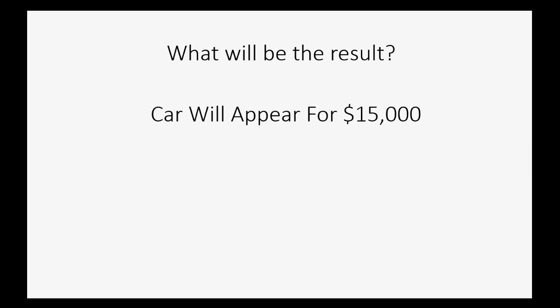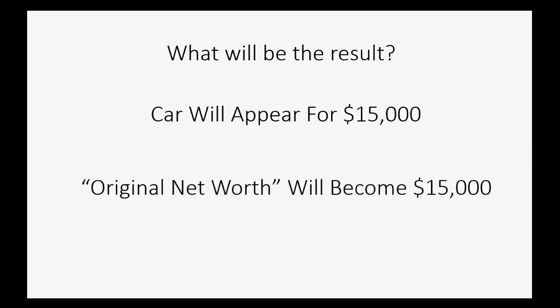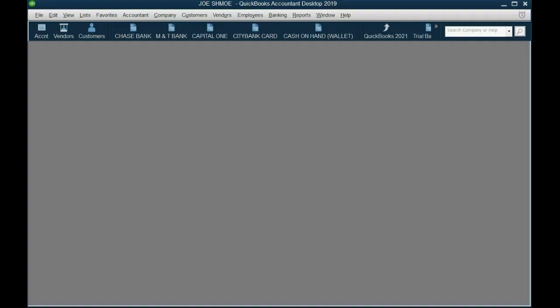Well, the car as a fixed asset will show up for the first time as $15,000, and original net worth, which is now zero, will become $15,000. And it's original net worth, because this was an asset that you had physically, that you owned before you started using QuickBooks. So this $15,000 is part of the original net worth. So let's take a look at how to record that journal entry.